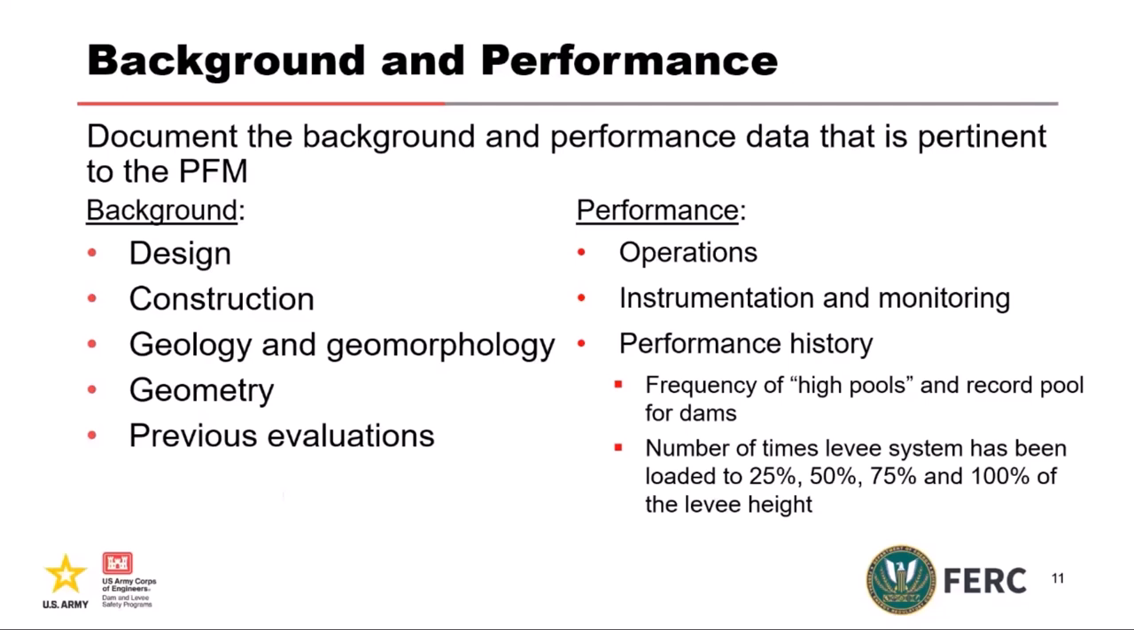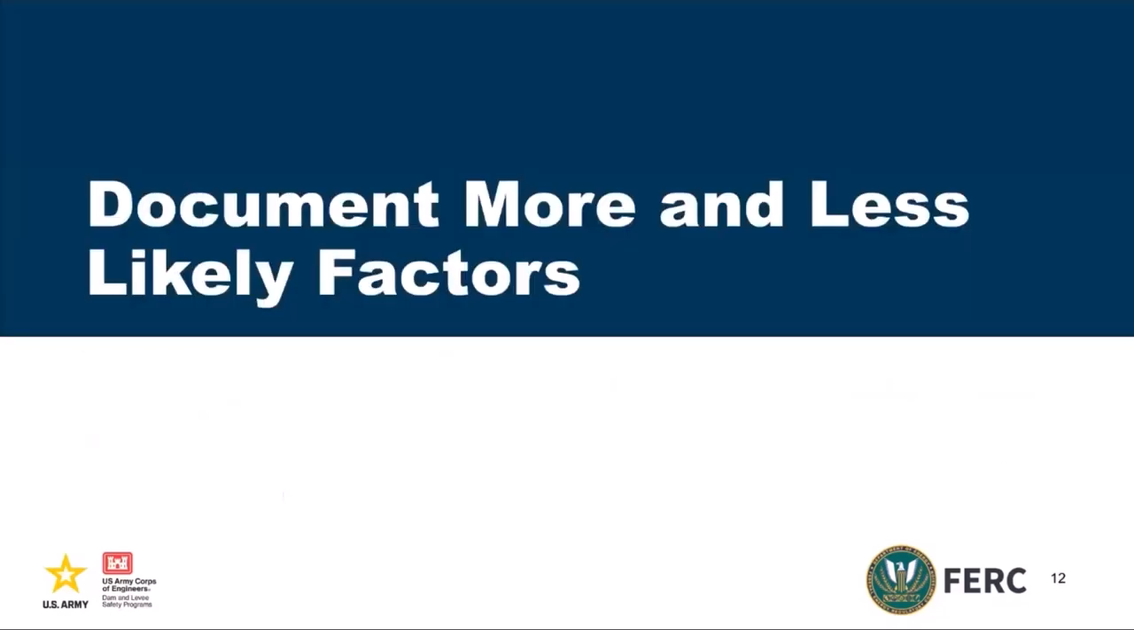So you should know things like how often does the pool come up? How often does water come up? What's been the record pool? Number of times the levee system has been loaded to certain percentages of height. And I'll talk about why that's important in just a second. A couple of things for levees are knowing what the maximum water surface the project has ever seen is really important because we'll try to anchor it here in a minute. How often the pool comes up on dams is also important. So there's a lot of information you can use to start anchoring and sort of narrow down the possibilities of what the probabilities are going to be for each of the mechanisms.